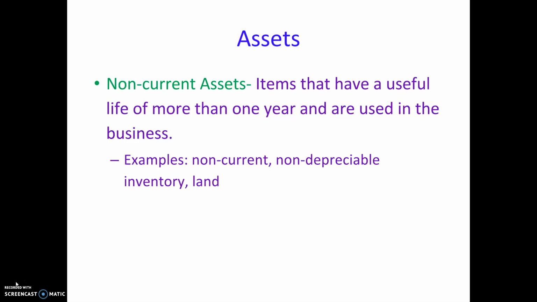Okay. Also land. So land, even though land does not depreciate, it actually appreciates. Land is still considered a non-current asset because it would take longer. It definitely has a useful life of more than 1 year. It would take longer to sell than, say, a little bit of feed for your dog or something. You could put dog food on Craigslist and you could probably sell it pretty quick.